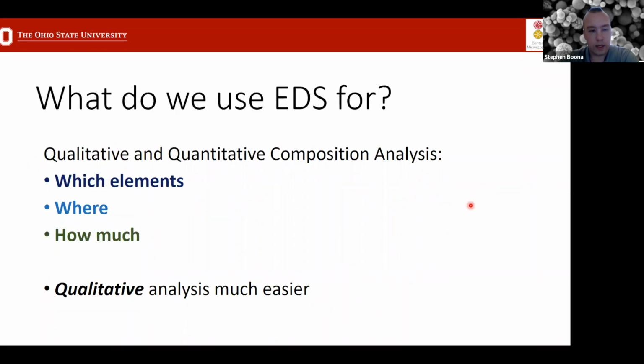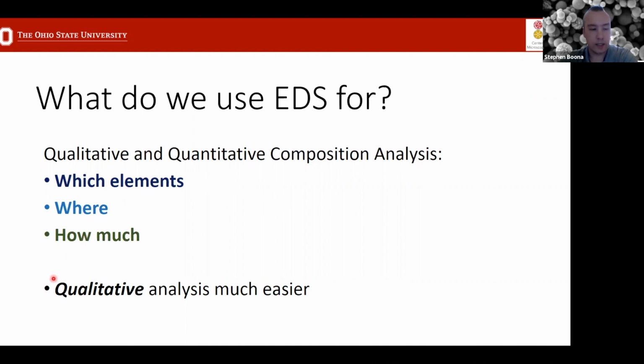So I already kind of gave away the answer to this one, that EDS gives us information about composition, so we can use this for both qualitative and quantitative analysis to figure out which elements are in the sample, where they are in the sample, and about how much of each element we have.